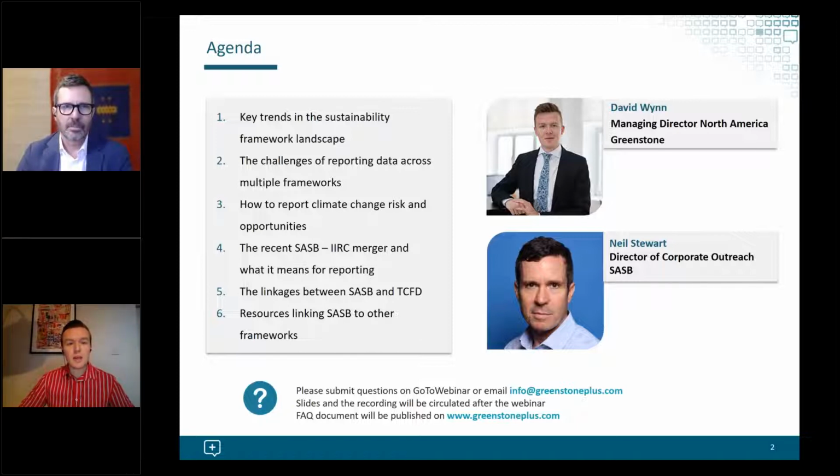So in terms of an agenda, we are going to be looking firstly at some key trends in the frameworks landscape. So I'll be setting the scene around some of the challenges that we're seeing in reporting and what's going on with the global frameworks, including looking at risks and opportunities. And then I'll be passing over to Neil, who's going to take us through the recent SASB and IIRC merger and what it means for reporting, and then get into a bit more detail around linkages with SASB and other frameworks. So welcome, Neil. I don't know if you want to give a short introduction as well.